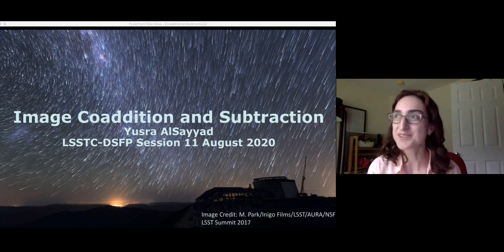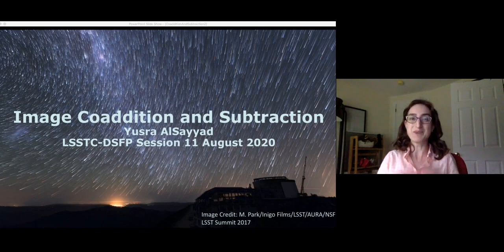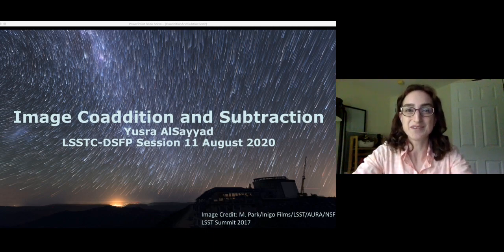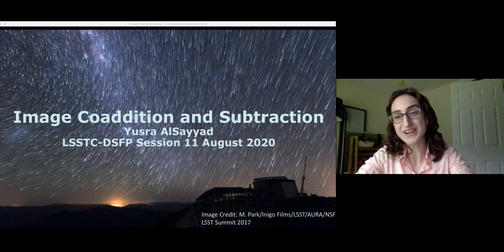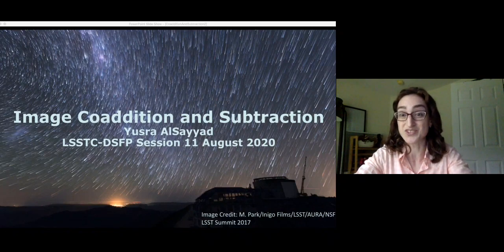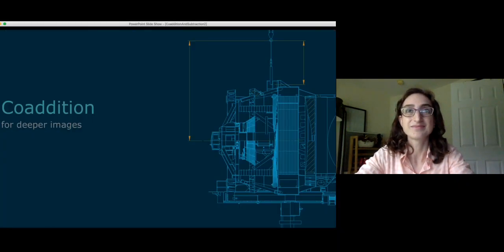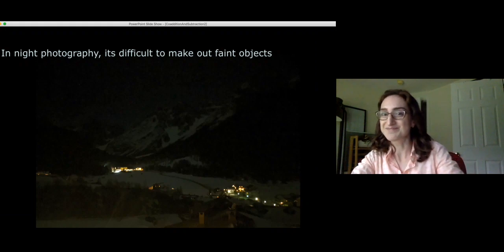So how do we account for all of these terrestrial factors to best extract the maximum amount of information from this imaging set? And we do this with two methods. We do image addition in order to go deep, and then we also do image subtraction in order to find out what's changed. So we're going to talk about coaddition first.